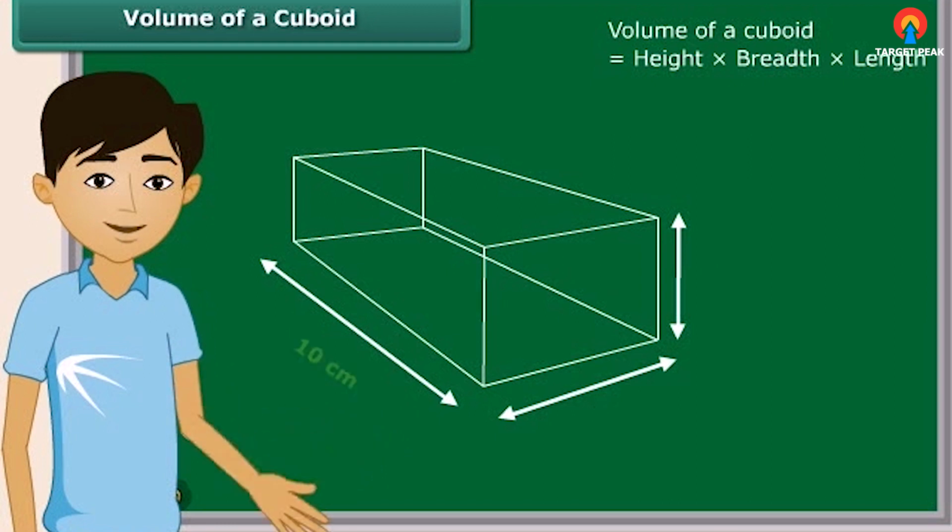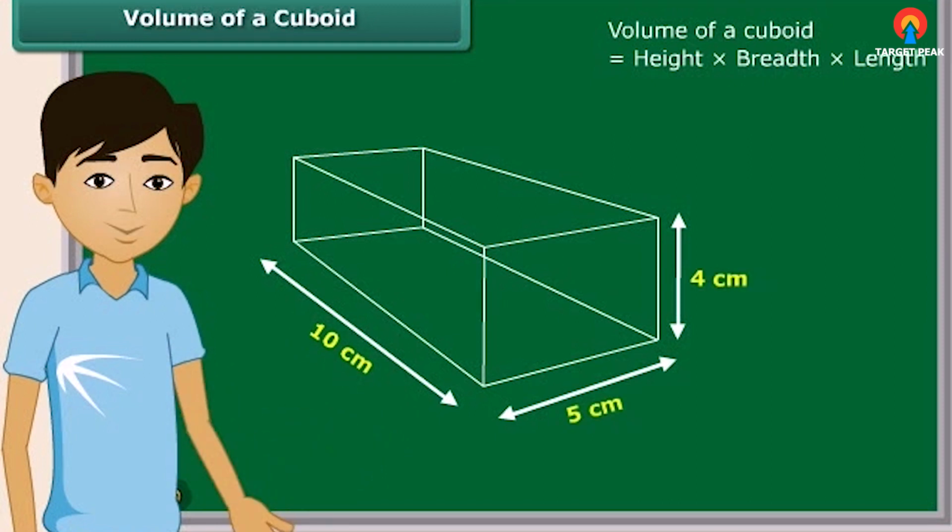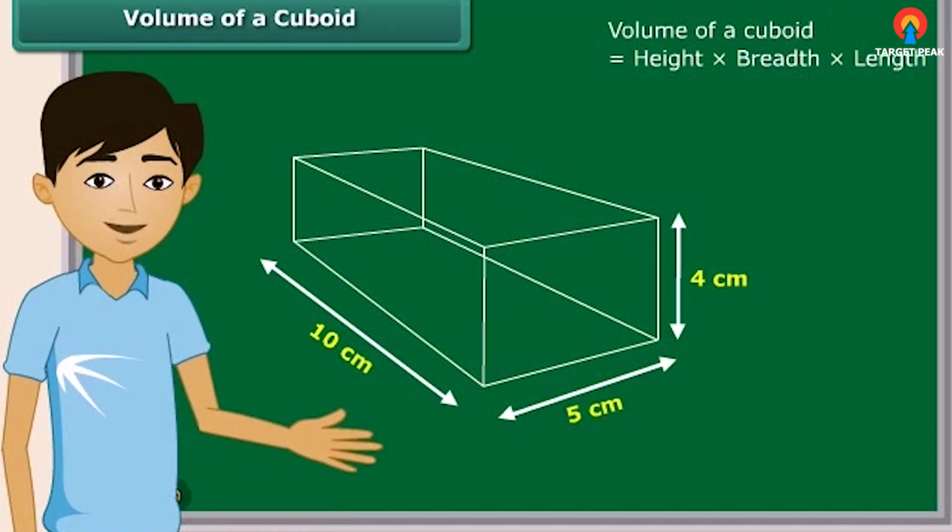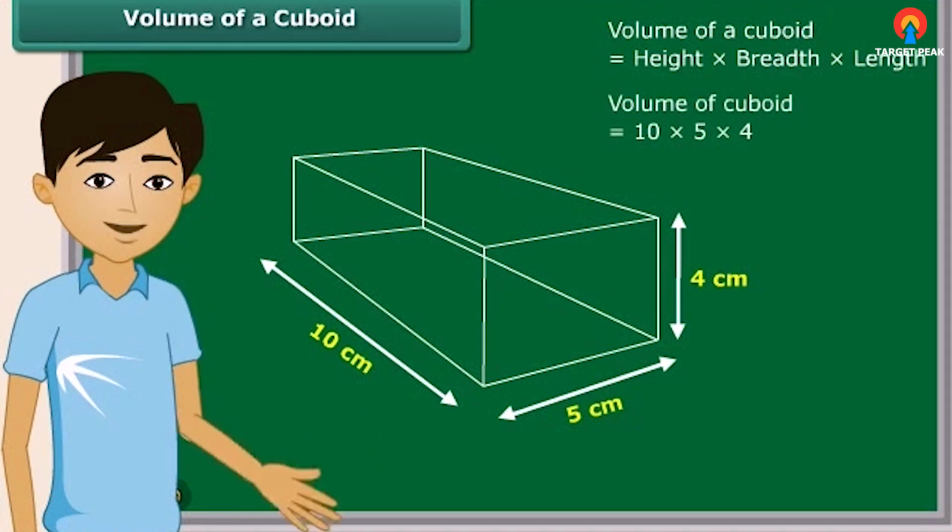Let us work out the volume of this cuboid. The three dimensions are given to us. Calculating the volume of this cuboid is fairly easy. Just multiply all the three numbers. So the volume of this cuboid is 200 centimeters cubed.